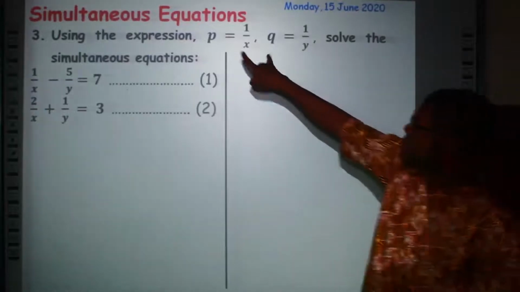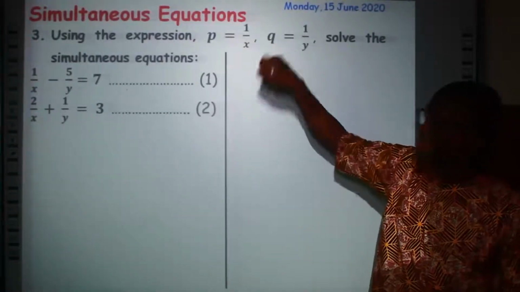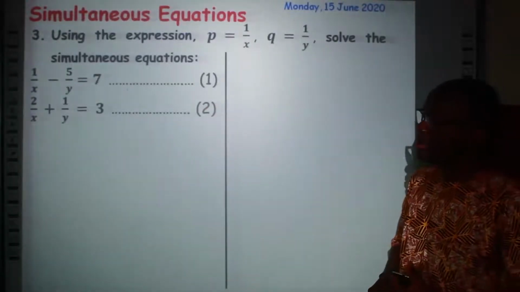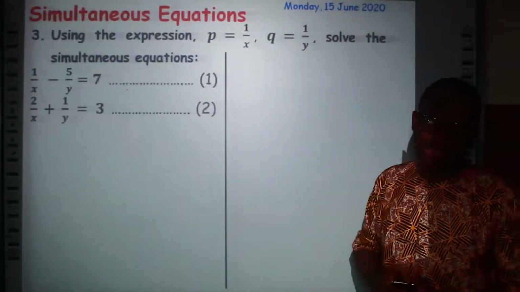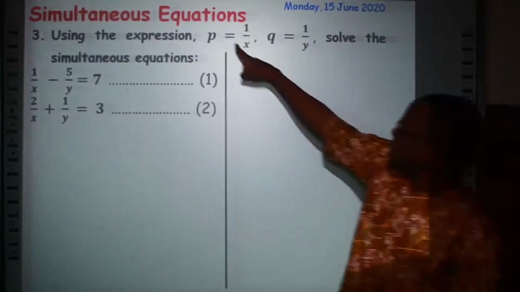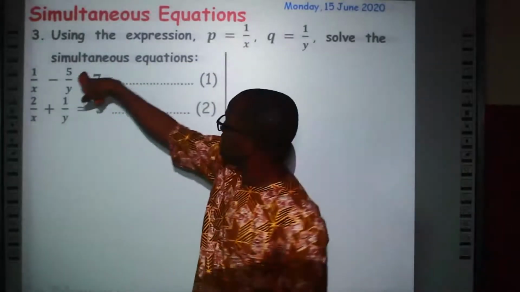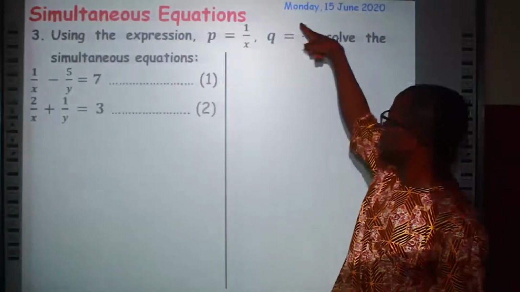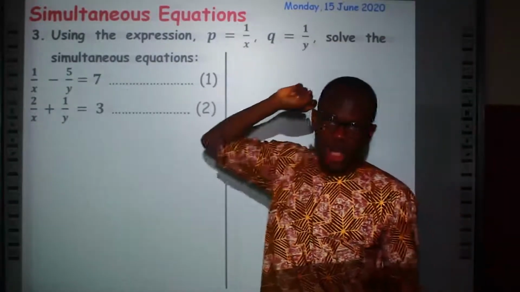Okay? But bear in mind, the reason why you've been given these expressions is to make the steps a lot easier for you to solve. So, P is equal to 1 over x. So, anywhere you see 1 over x, you replace with the letter P. And anywhere you see 1 over y, you replace with the letter Q.